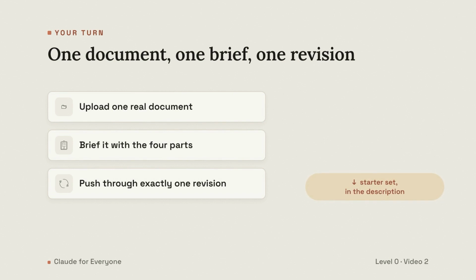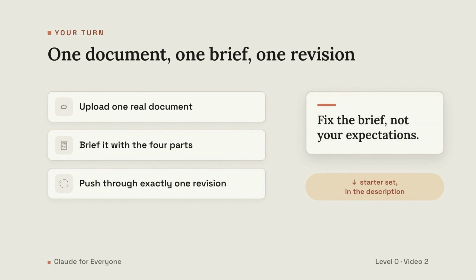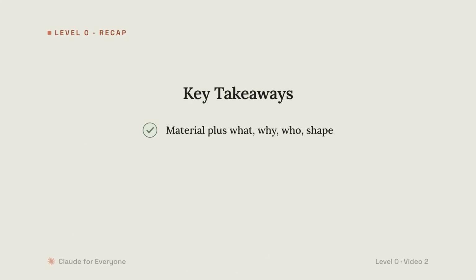If the first draft disappoints, that's normal. Fix the brief, not your expectations. The pattern, material plus 4 things, what you need, why, for whom, and in what shape. Tell it what to do with missing information instead of letting it guess. When the draft isn't right, revise in the same chat. Iteration is the designed workflow, not a sign you failed.